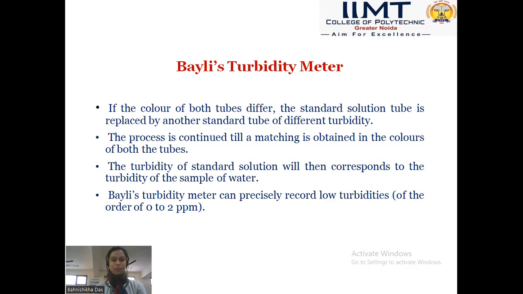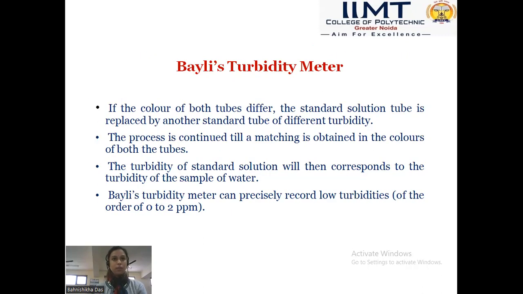So we will have to keep on replacing the standard turbid solution till it matches with the raw water sample solution. At the time when the standard solution matches the raw water sample solution, we can get the turbidity value from the standard solution. This method can be used for precisely measuring low turbidity of the order of 0 to 2 ppm.